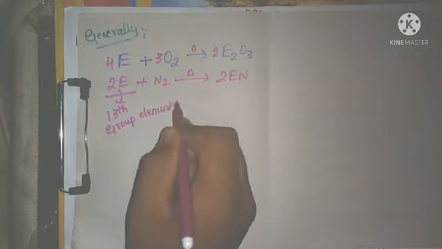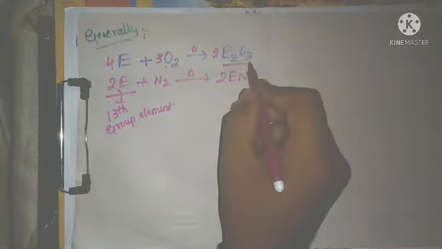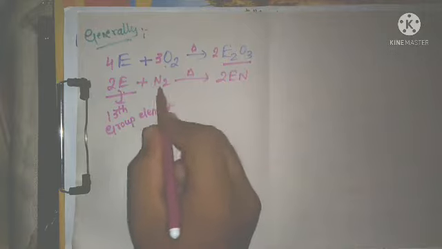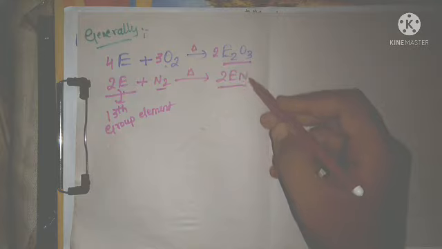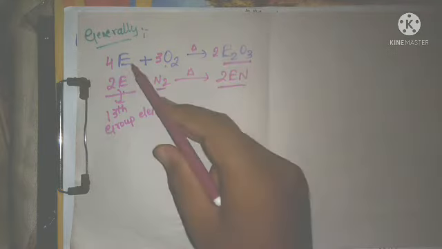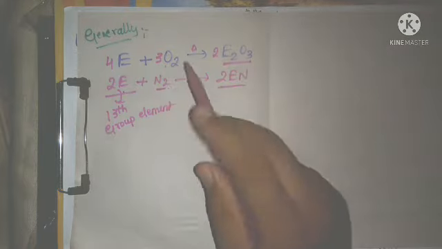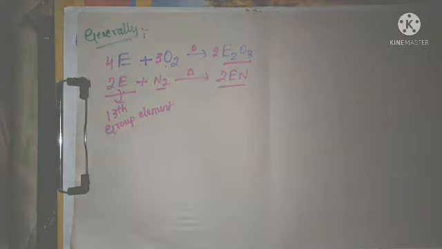When these 13th group elements react with air, they form the corresponding oxide. When they react with nitrogen, they form the corresponding nitride. The corresponding oxide and corresponding nitride are formed when 13th group elements react with oxygen and nitrogen. This was the reaction. Now we will see the properties.